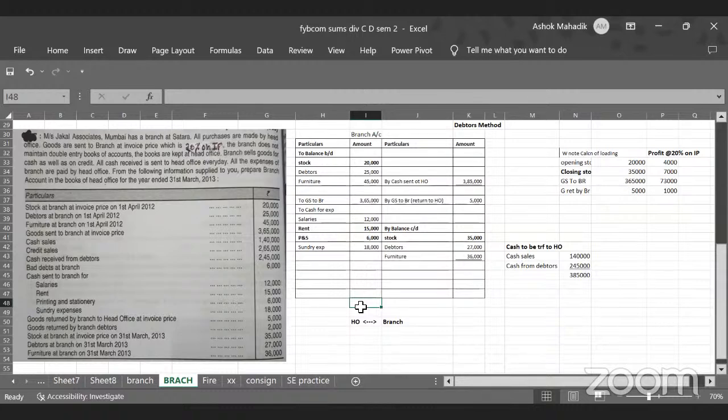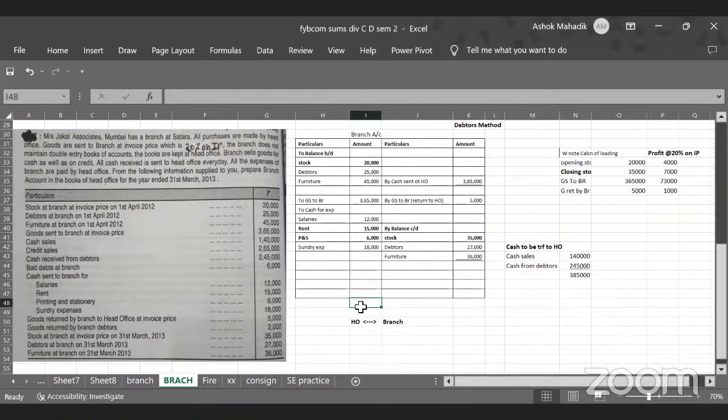Okay. Then cash sales and credit sales are given. It is between branch and its customers. So this will not be recorded in this account. Okay. Clear? Then bad debts. Again, this is between customers and branch. HO is not involved, so will not be recorded. Okay. Cash collected from debtors. Again, it is between debtors and branch, so will not be recorded. Clear?